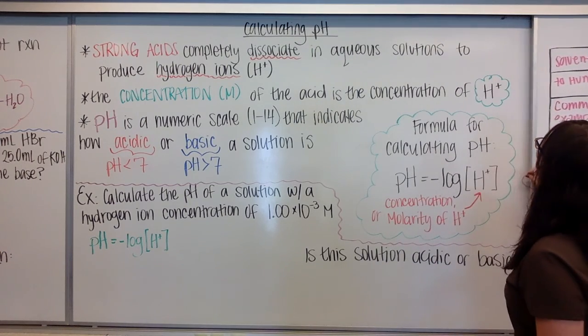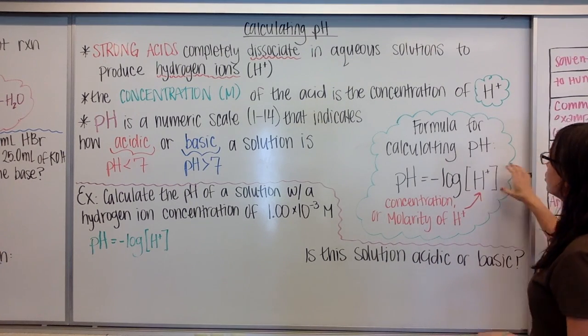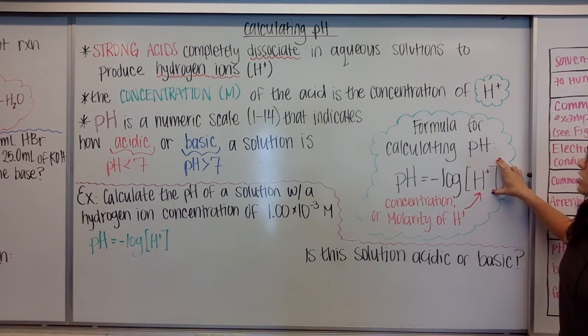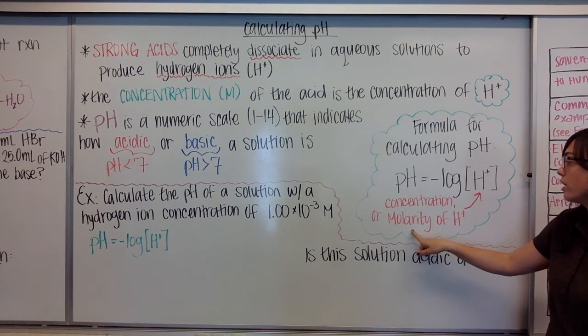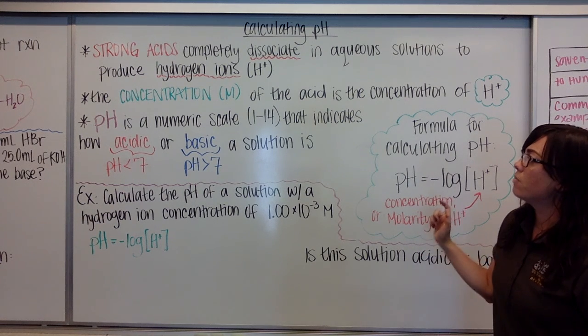So actually, to calculate pH, you just saw this formula. It's just the pH is equal to the negative log of our hydrogen concentration. So it's just our hydrogen ion concentration, which is just the molarity of hydrogen of our solution.